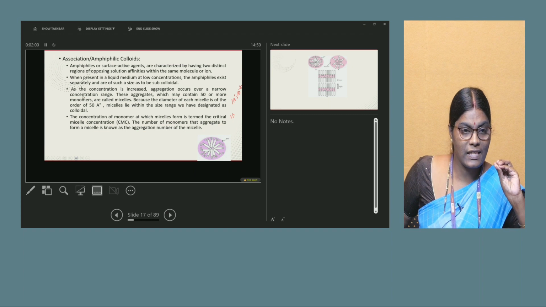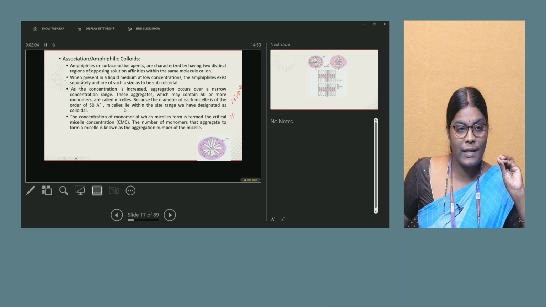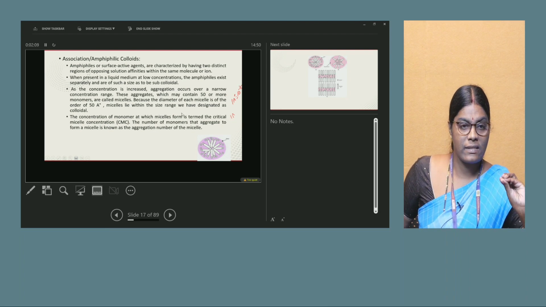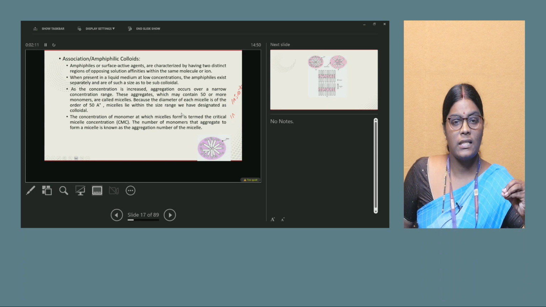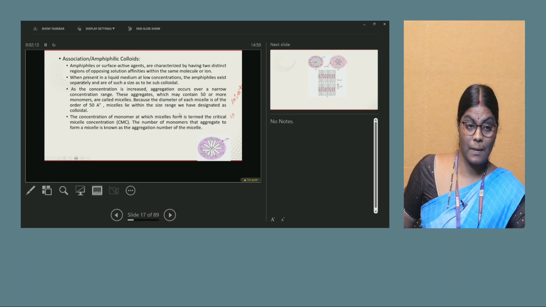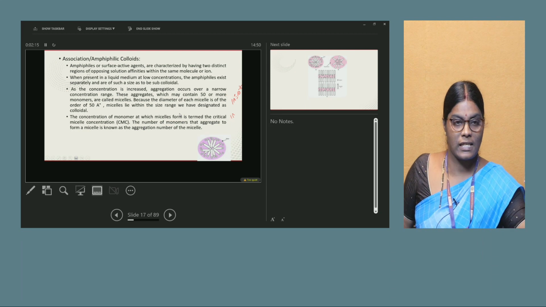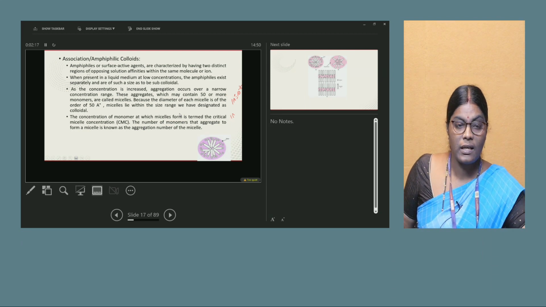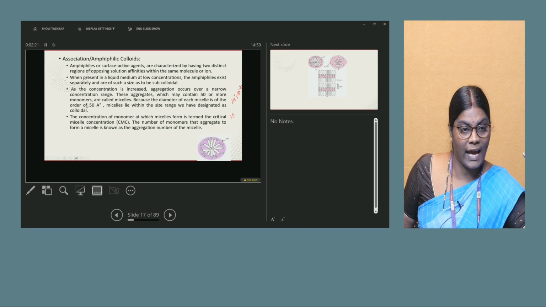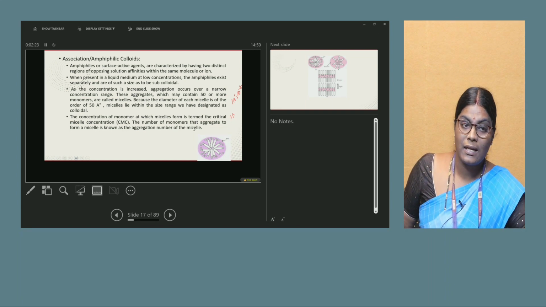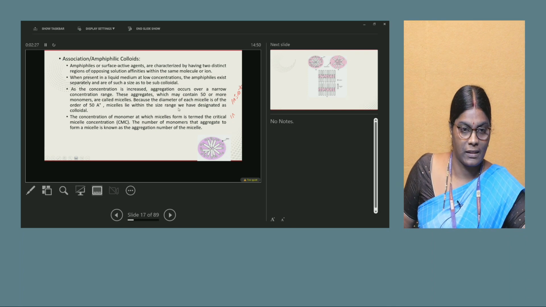So due to that reason, these micellars are designated as subcolloidal particles. Subcolloidal means less than the colloidal size range. Now the micellar structure size is 50 angstroms, which is less than the nanometer size range. So these are called as subcolloidal particles.